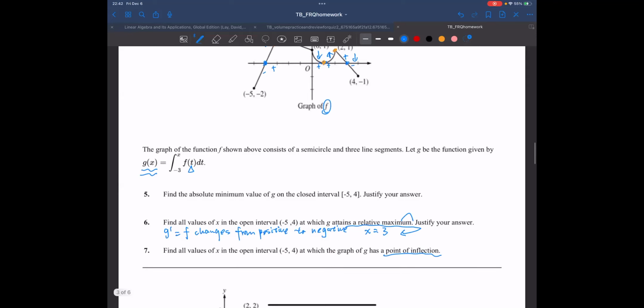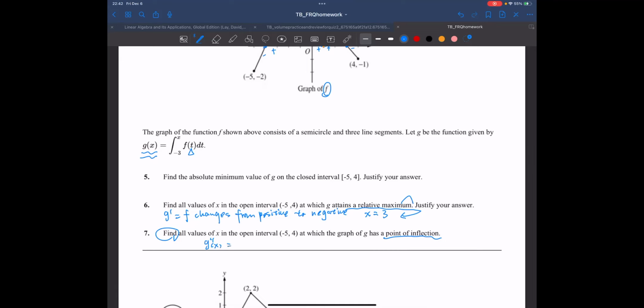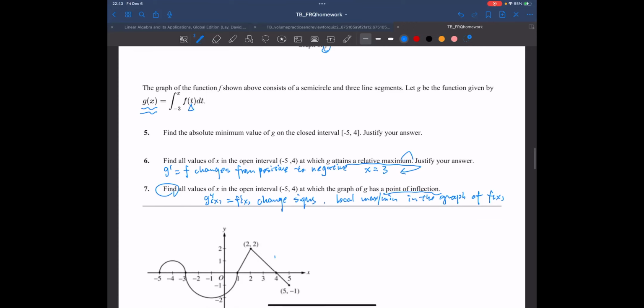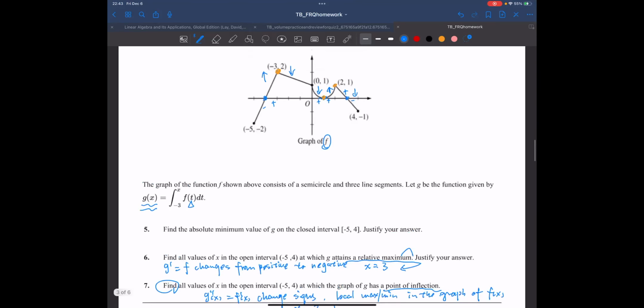Okay, so it still needs some kind of verification because he just wrote it as find. So you can write it as g double prime equals f prime, change sign. So we can find the local maximum and minimum in the graph of f of x. So we can see x equals -3, 1, and 2.